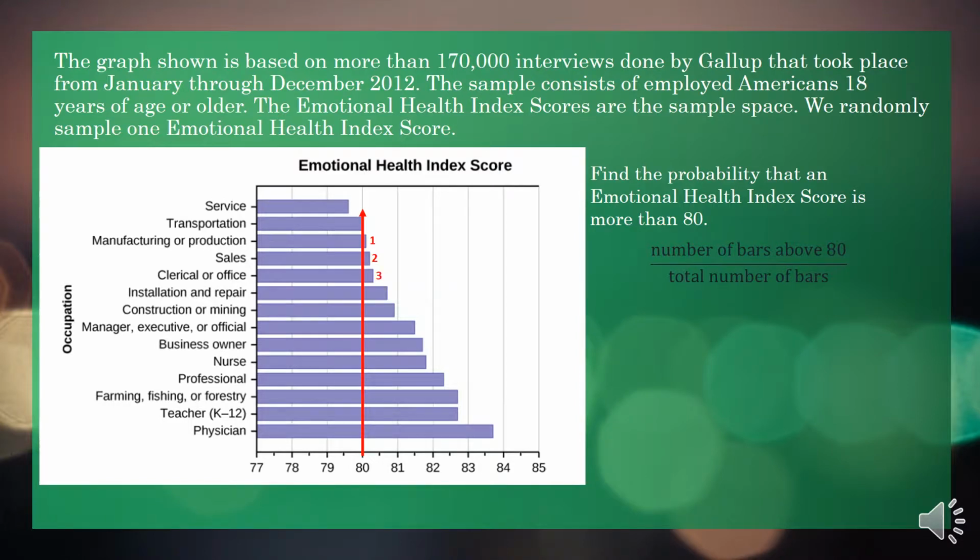1, 2, 3, 4, 5, 6, 7, 8, 9, 10, 11, 12. So the probability that an emotional health index score is more than 80 is going to be 12 over 14. Now, if they ask you to write this as a decimal, of course, you would just plug this into your calculator and write it as a decimal.